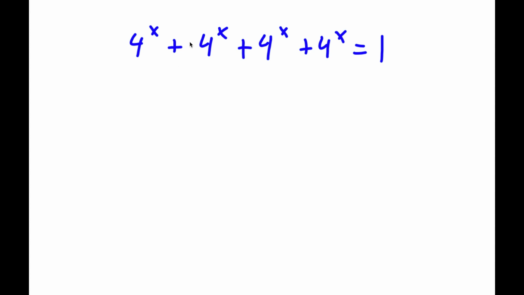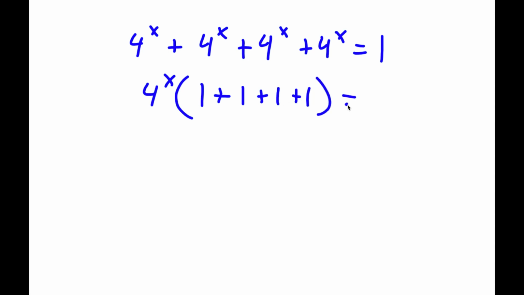Alright, so I have 4 to the power of x plus 4 to the power of x plus 4 to the power of x plus 4 to the power of x is equal to 1. Now the first thing I'm going to do is, because my left-hand side has all our terms being 4 to the power of x, I'm going to factor out 4 to the power of x. So now I have 4 to the power of x times, well, 4 to the power of x divided by 4 to the power of x is 1, because anything divided by itself is 1, and because all my terms are 4 to the power of x, I have 1 plus 1 plus 1 plus 1, and this is equal to 1.